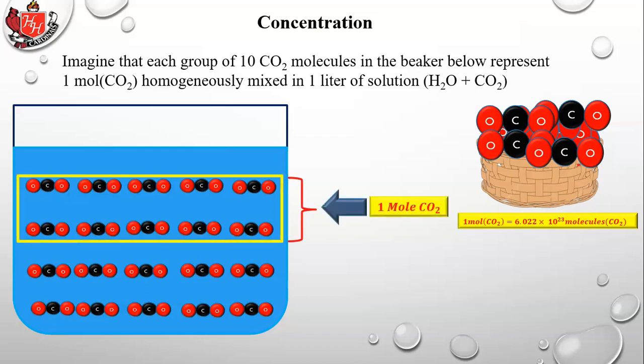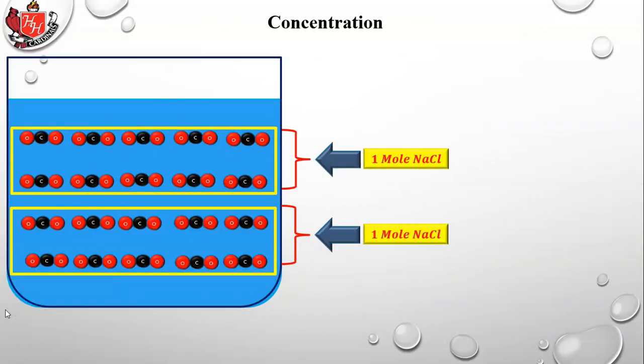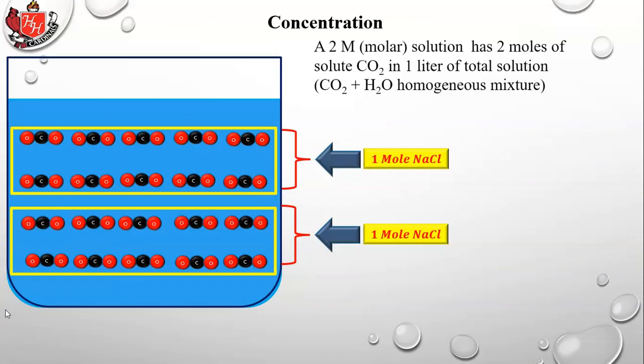So there's 10 symbolic molecules, particulates, particulate diagram, and that's 1 mole of CO2. And then down below you have another 10, that's another mole. So in that liter of solution, you have 2 moles of CO2. So a 2 molar solution has 2 moles of solute, CO2, in 1 liter of total solution.